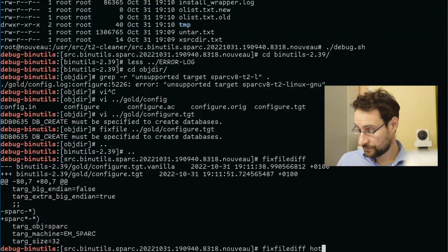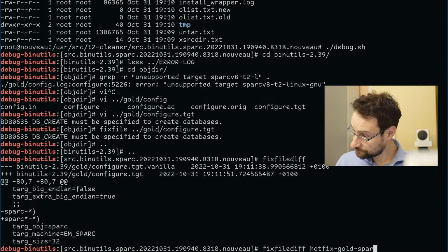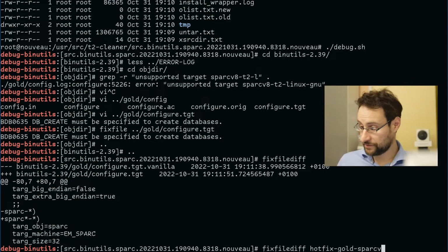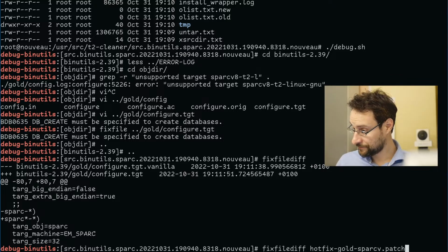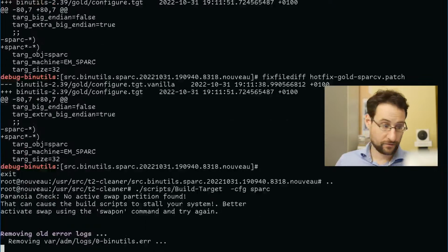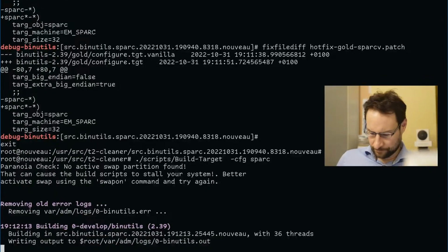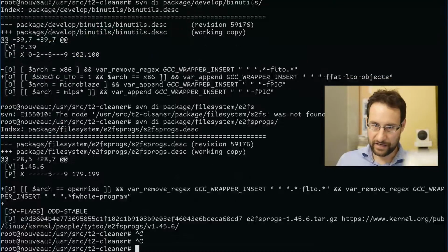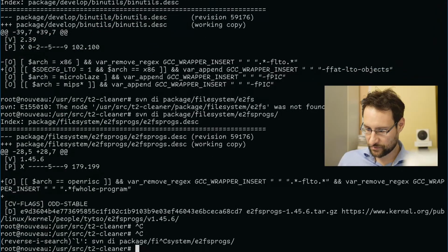And hotfix gold Sparc v8 or Sparc v9. I mean, it's also 7 and 8 and 9 and stuff, so like that, and see how that goes. It's of course funny that now we enable gold when maybe it's obsolete.